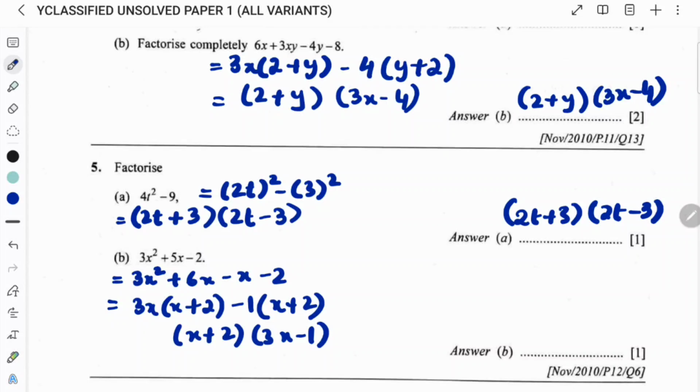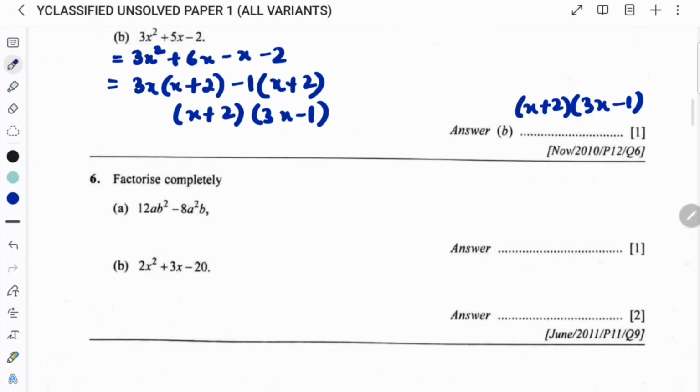Students make a careless mistake: they just write down equals 0 by themselves and then write down x is minus 2 and x is 1 over 3, which is wrong. You just have to stop here because the question is of factorization. By yourself you cannot write down equals 0. Please don't do it, because that will be the question, solve the following. Okay, so it's a common mistake. So x plus 2 and 3x minus 1.